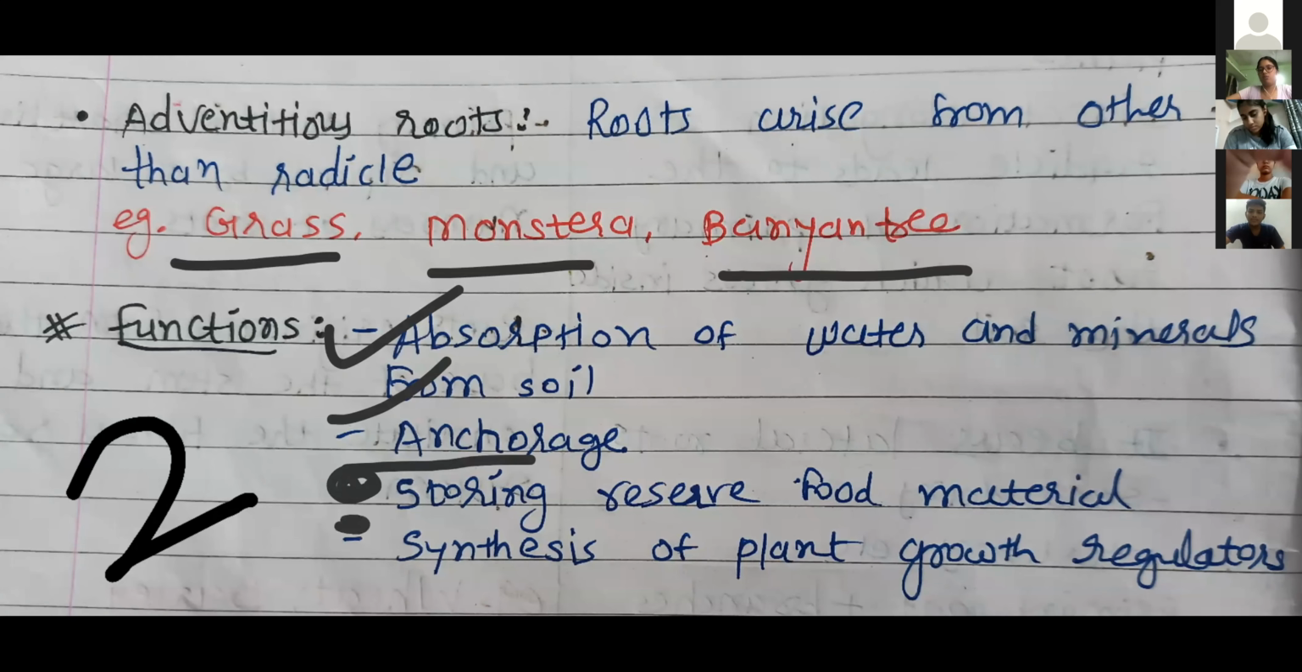And the other point, synthesis of plant growth regulators. This is also common for all roots. In roots, plant growth regulators are formed. Some of the plant growth regulators, plant growth hormones, are auxin and gibberellin.